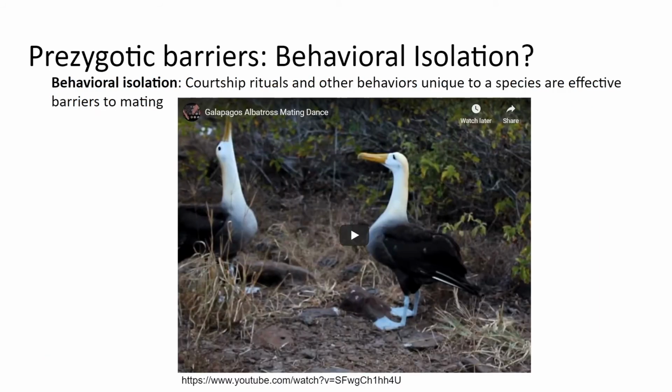Our next prezygotic barrier is my favorite. It's behavioral isolation. Behavioral isolation revolves around being isolated based on particular courtships or different behaviors that are unique to a species. This can include things like sexual dimorphisms and has developed into beautiful behaviors that become species specific. There are thousands of examples of these behavioral isolations, but I'm going to show y'all my favorite two: albatross and lightning bugs. Let's take a look at albatross, who have this mating ritual that is incredibly specific.